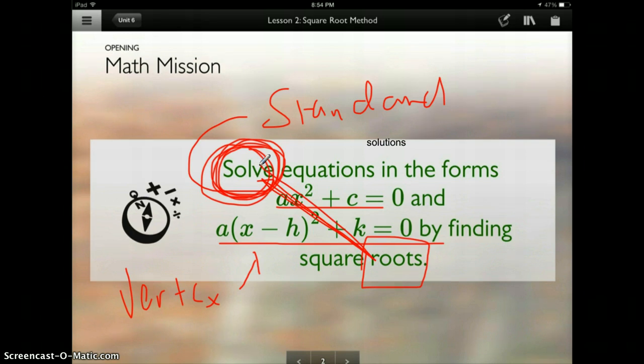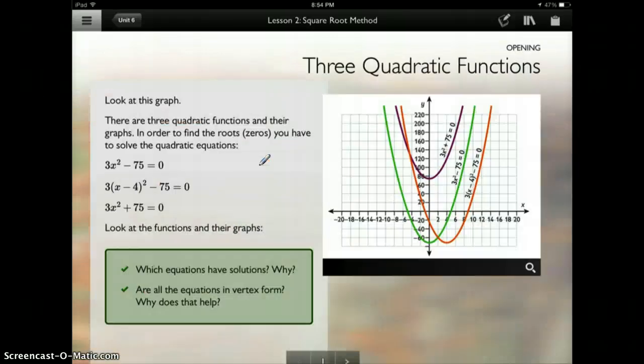There are going to be multiple videos, so I know I'm going through this kind of slowly. Get ready to watch 2 or 3 videos. Okay, so that's our math mission. I know we started on slide 2, but that's okay. Slide 1 says, look at this graph. There are 3 quadratic functions and their graphs. In order to find the roots, zeros, remember we talked about the 4 names? Here's 2 of them. Roots and zeros, you have to solve. Remember, solve means to find the solutions, get the variable by itself, in the quadratic equations. So we have to solve, find the solutions, and that will find the roots and the zeros. We're going to find all those things all at once.